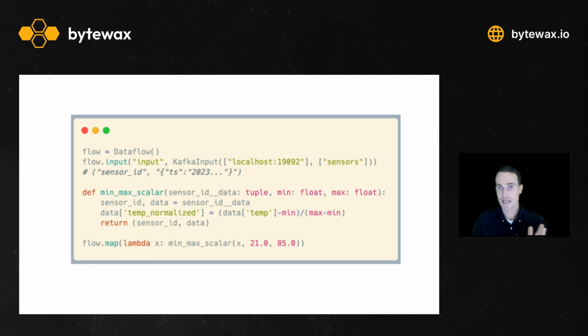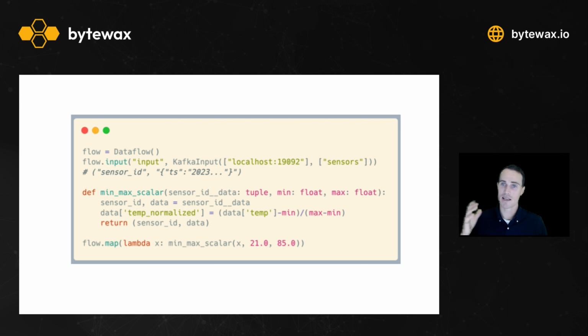The output of the Kafka input is the key and the data, and then we add in a new field, which is the normalized. So at this point in the data flow, we have the key, which is the sensor ID, and then a payload that has a timestamp, sensor ID, the temperature, and then the normalized temperature.